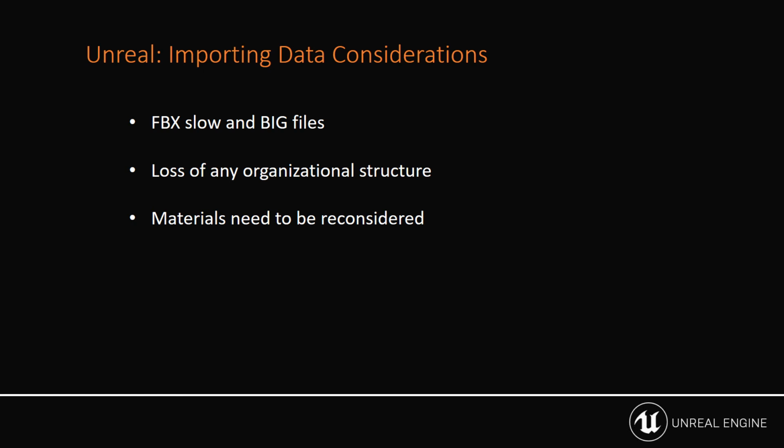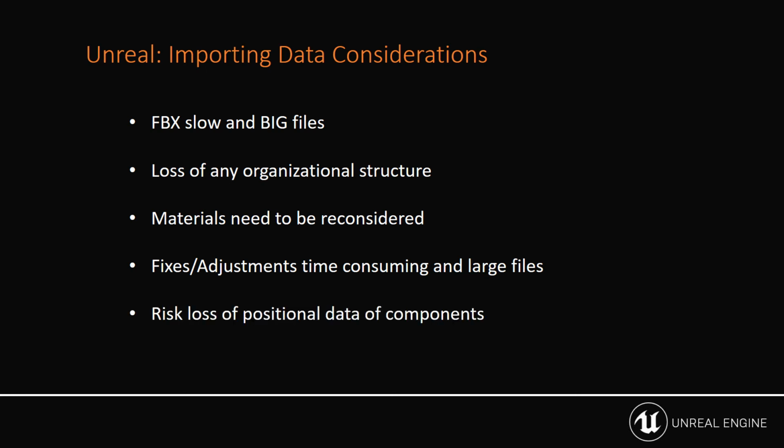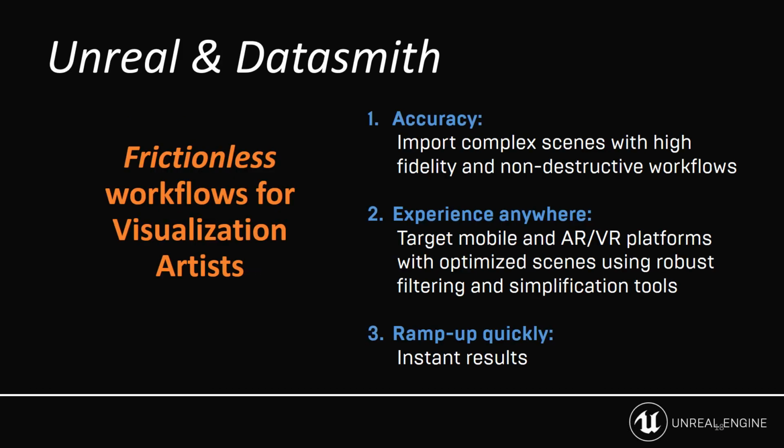Materials are always something that need to be reconsidered. Now, in my example, I was taking advantage of the powerful material editor, the materials and lighting that exists within Unreal Engine. The cool thing about this is now that we have the ability to take advantage of pre-existing materials and lighting that may be set up in other packages. More on that in a moment here. So fixes and adjustments can be very time consuming and result in large files. So that can get into a bit of a time consuming thing, taking away some of that efficiency in bringing data into Unreal Engine. And of course, the risk of the loss of positional data and components with traditional workflows.